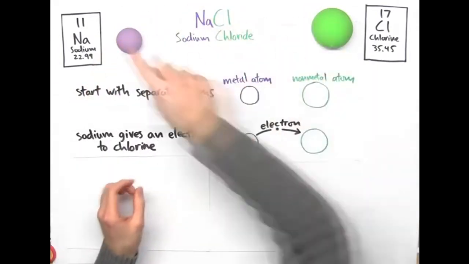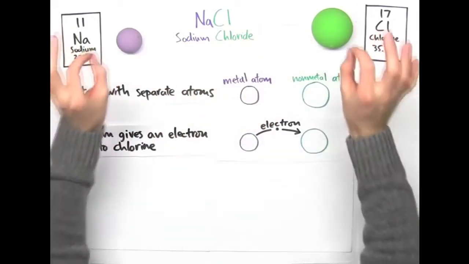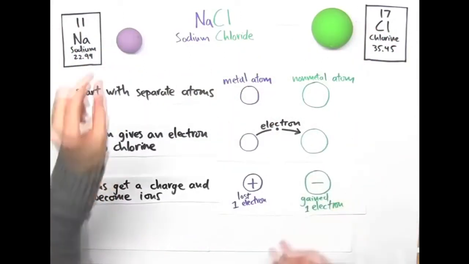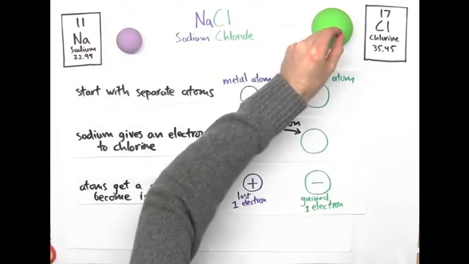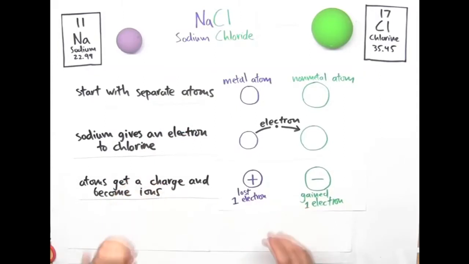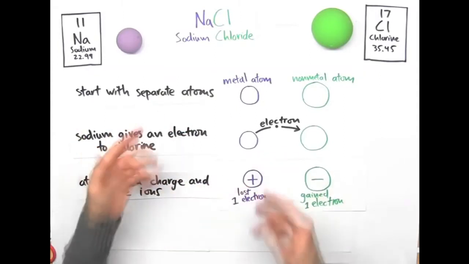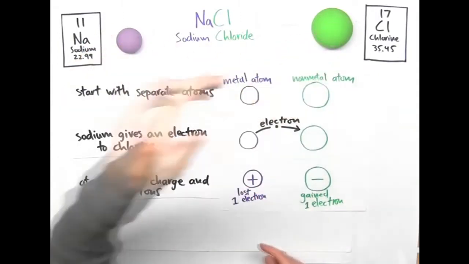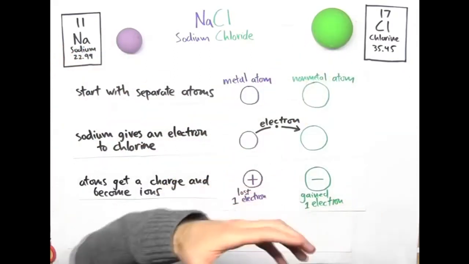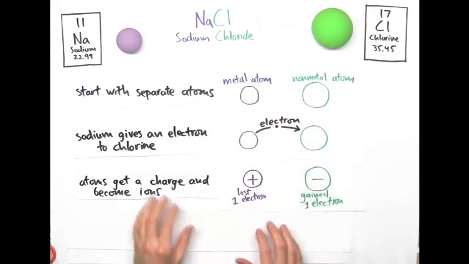Now this electron moving will change the charges of these two atoms. Okay? That's what happens in the next step. Sodium gives away one of its electrons to the chlorine, so it loses one electron. It has one fewer electron, and that's going to give it a positive charge because it lost an electron. But chlorine gained one of the electrons from sodium, so it's going to become negative. It's going to get a negative charge because of that extra electron.